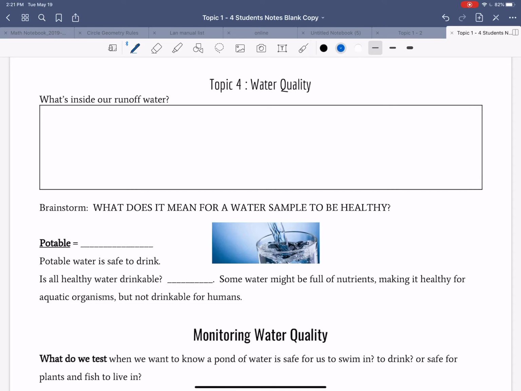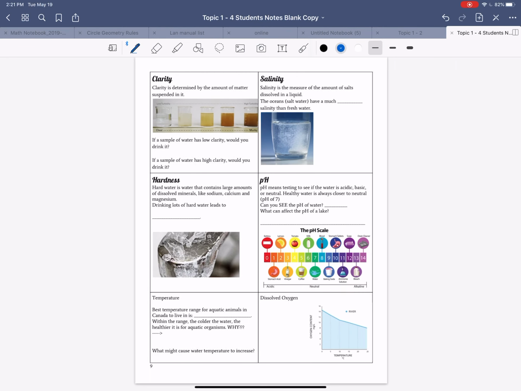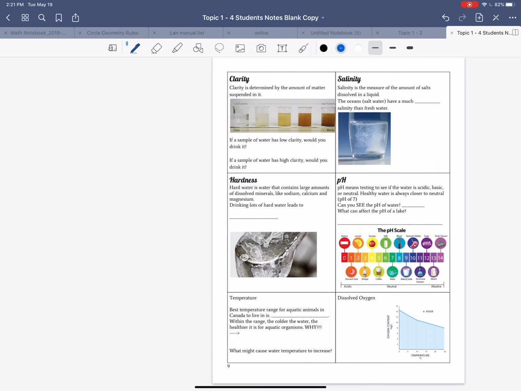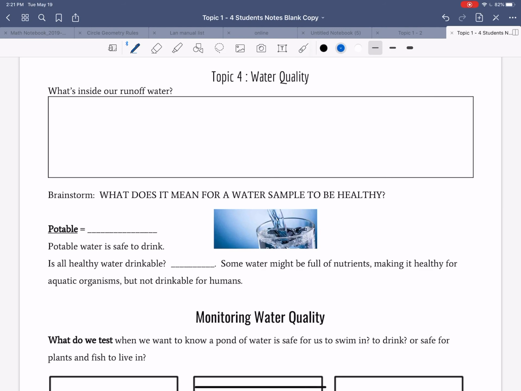So for this topic 4, by the way, guys, 80% of the knowledge I'm talking about here is the grade 9 first unit that you are going to learn. So I'm preparing you for grade 9, which is really important, so pay attention and understand all of the concepts here. Okay, so runoff water.